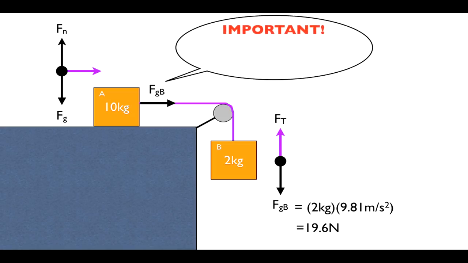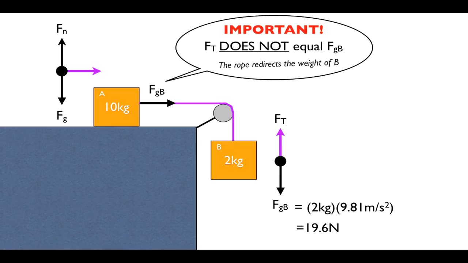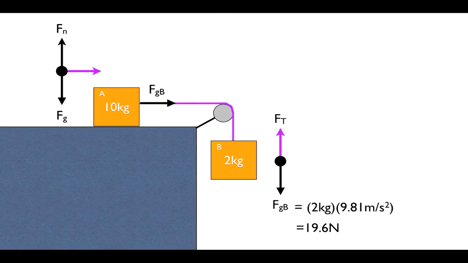Now this is very important. Just because the rope redirects the weight of B does not mean that the weight and tension are equal. In fact, if the boxes are accelerating, which they are in this case, they will not be equal. So let's not make that assumption.